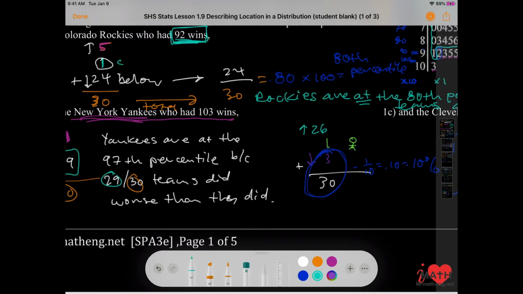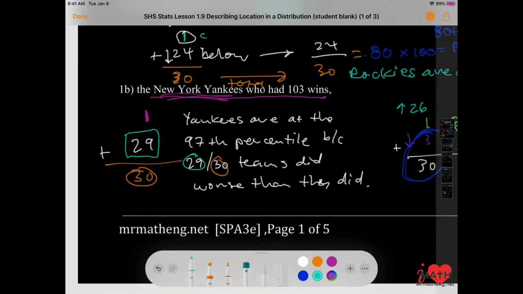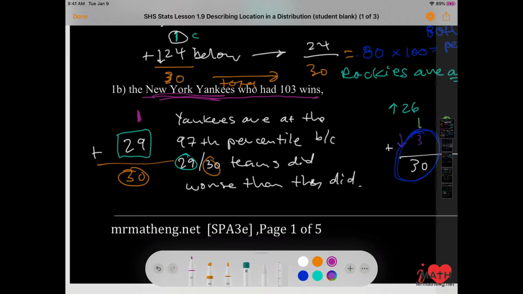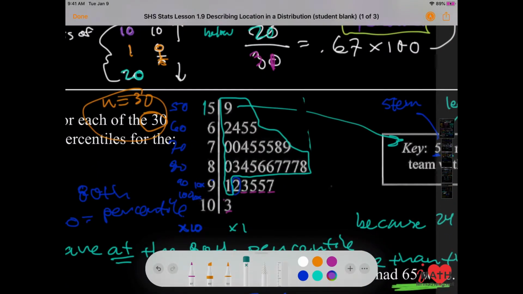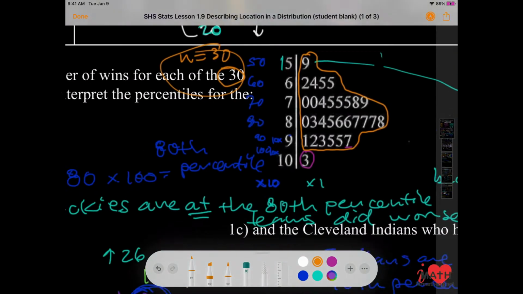Okay, let's try the New York Yankees. The New York Yankees had 108 wins. Okay, let's locate 108 wins. Let's erase all this. Okay, so 103 wins is right there. Okay, you can turn your head sideways. Now, that basically means that all of this data here is below them, right? The Yankees had the most wins that year.